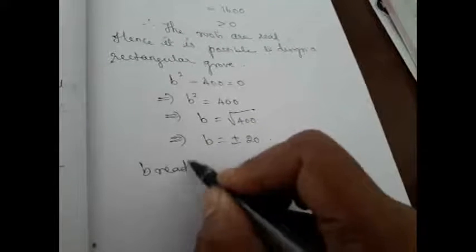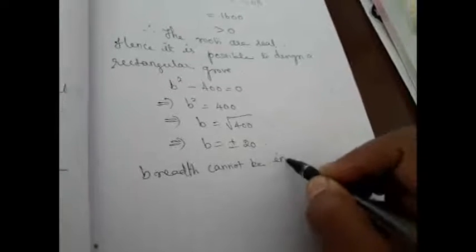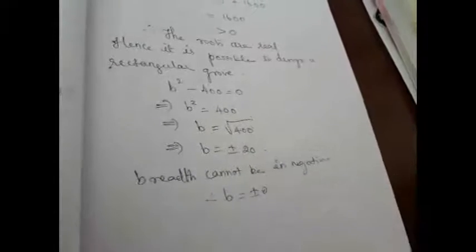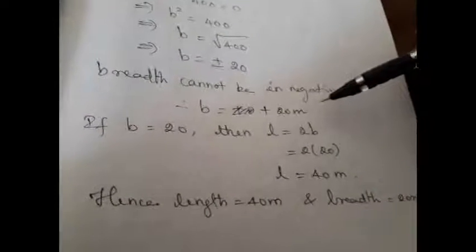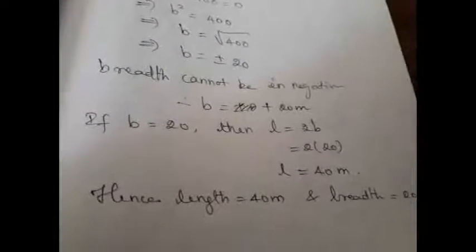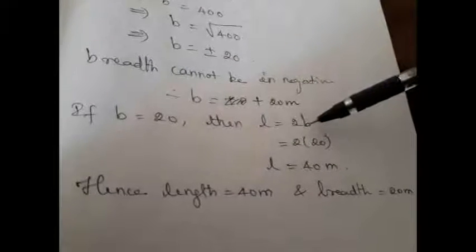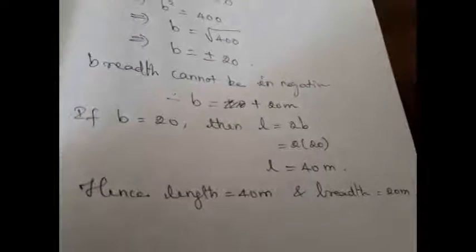Now breadth is plus or minus 20. We know breadth cannot be negative. Therefore B is equal to plus 20. See, the breadth cannot be negative, therefore B is only plus 20. We ignored minus 20. If b is 20, then we need to find what our length is. Length is 2 times b, therefore 2 into 20, which is 40. Therefore length is 40 and breadth is 20.